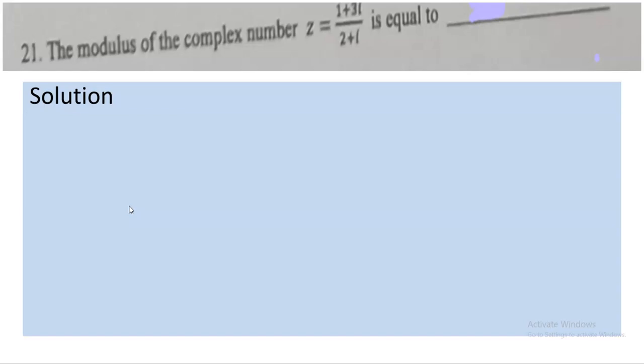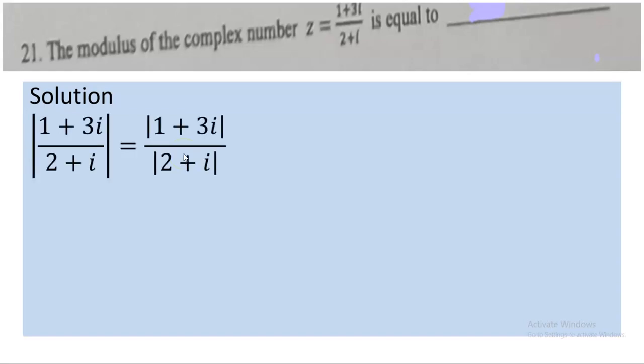We know that the modulus of a complex number z1 over z2 is going to be the modulus of z1 over the modulus of z2. So the modulus of (1 plus 3i) over (2 plus i) is the modulus of 1 plus 3i over the modulus of 2 plus i. And this is going to be the same as the square root of the real part squared plus the imaginary part squared. So 1 squared is 1 and 3 squared is 9, and here the real part is 2, so you need to square it.